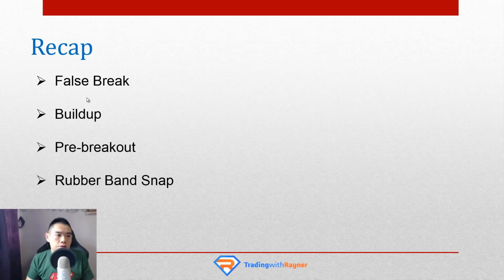Quick recap. So first one, the false break technique. How do you actually profit from trap traders? We are looking for the price to break above the highs and make a sudden reversal down lower. The build up, we are looking for a tight consolidation at the highs of resistance or support, before we trade the breakout.